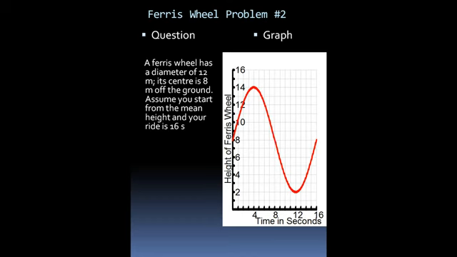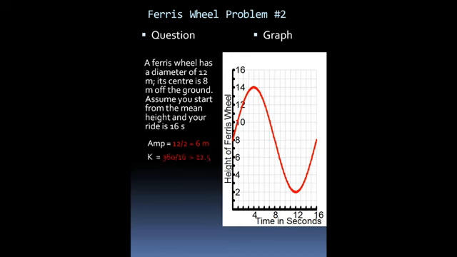So now let's do part B, which is create an equation for this graph. The amplitude is 12 divided by 2, which is 6. How did you know? Well, you look at the diameter. It says 12, and you know that the radius is half the diameter, so 12 divided by 2 is 6 meters. So the amplitude is 6.